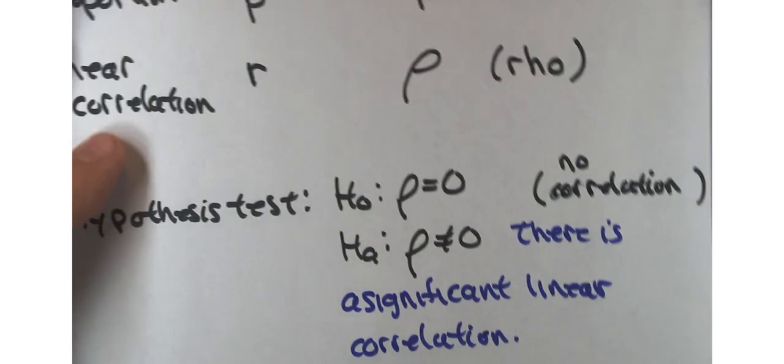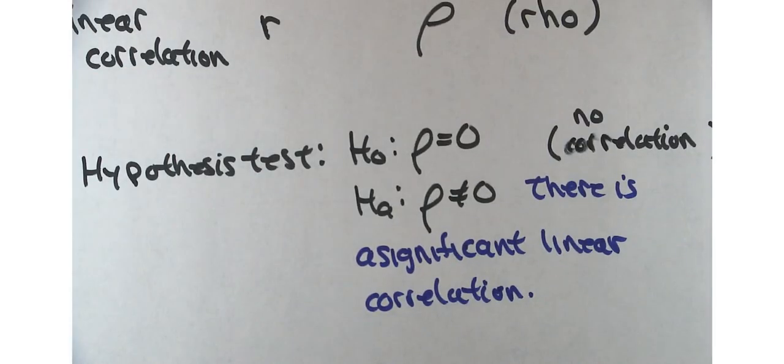So that's what you're getting when R is different than 0, or rho is different than 0. So if you're hoping for a relationship, then you're hoping to be able to reject H naught. Okay. Let's actually do some problems looking at some data.